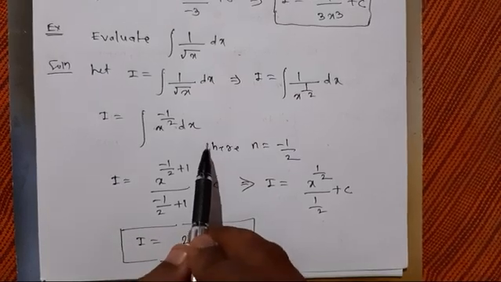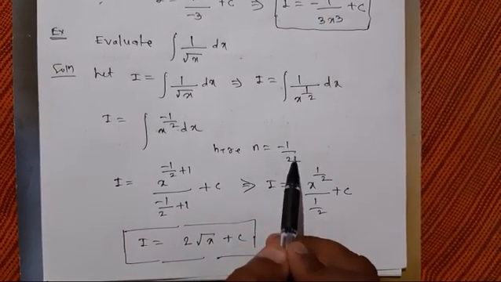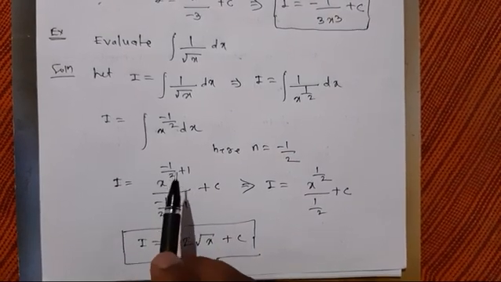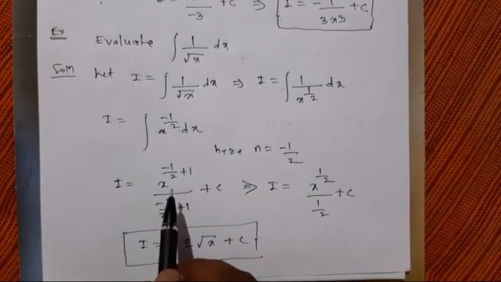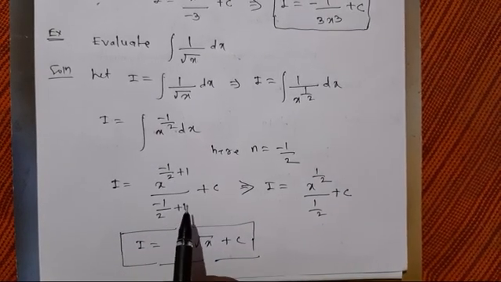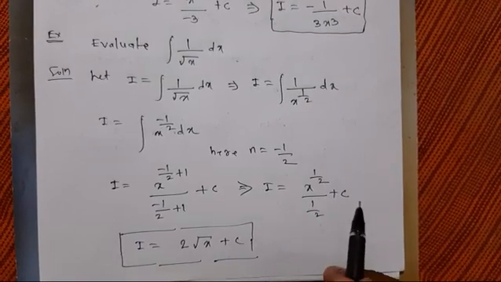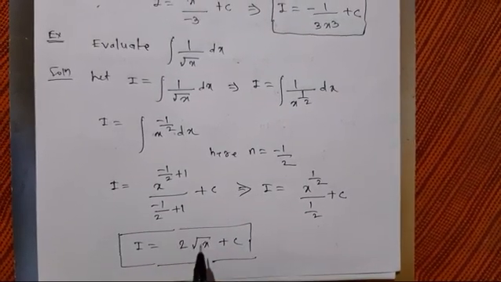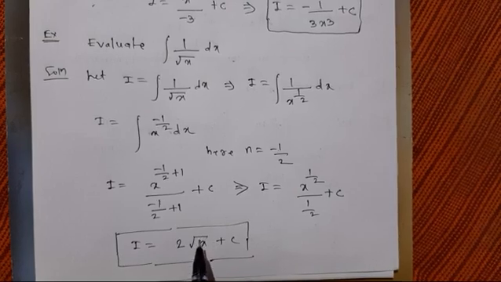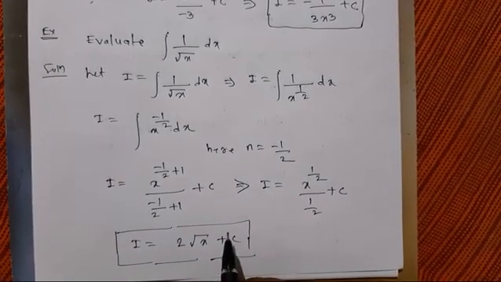Again I will apply here the x to the n into dx formula. The value of n here is minus 1 upon 2. So after applying the formula, I will get x to the minus 1 upon 2 plus 1 upon minus 1 upon 2 plus 1. So this implies x to the 1 upon 2 divided by 1 upon 2 plus c. So x to the 1 upon 2 is nothing but root x. I will take this 1 upon 2 to the numerator. It becomes 2 root x plus c.